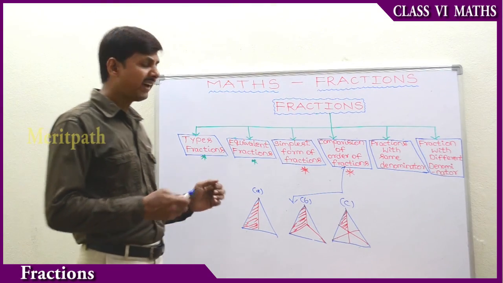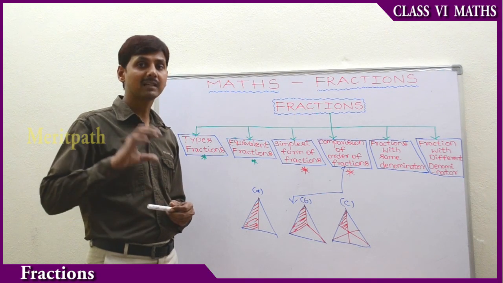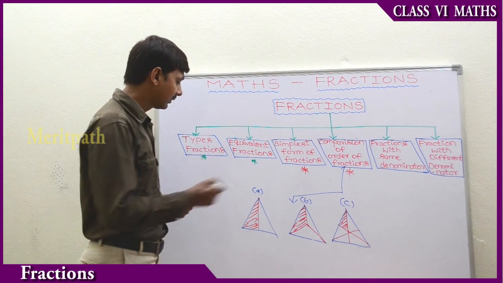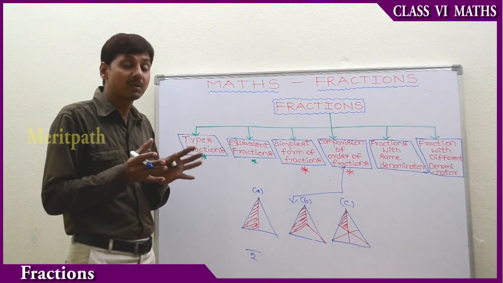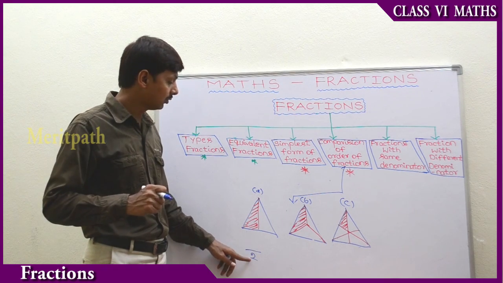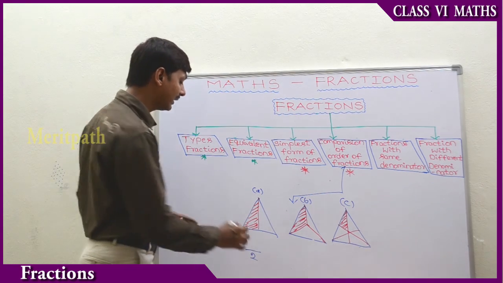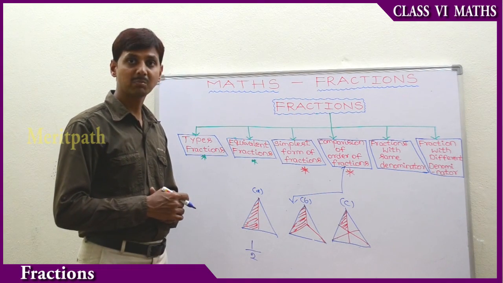A fraction is nothing but a part of a whole. The whole is 2, because there are 2 parts present in this. Total parts represented in this are 2, and out of 2 we have shaded 1. So it is 1 by 2.